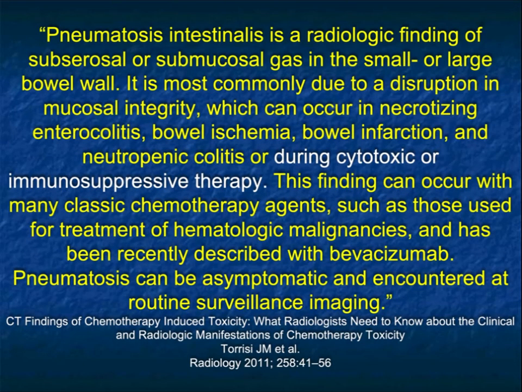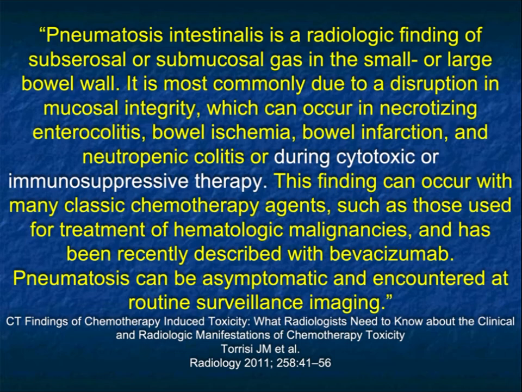these toxicities. Pneumatosis can occur in patients who are on chemotherapy. Again, it is not really ischemic bowel, but it's the relationship of disruption of mucosal integrity, which can occur in necrotizing enterocolitis, bowel ischemia, bowel infarction, and neutropenic colitis, or during cytotoxic and immunotherapy. So it's very, very important. These findings can occur with many classic chemotherapy agents, such as those used for treatment of hematologic malignancies. Pneumatosis can be asymptomatic and encountered at routine surveillance imaging.